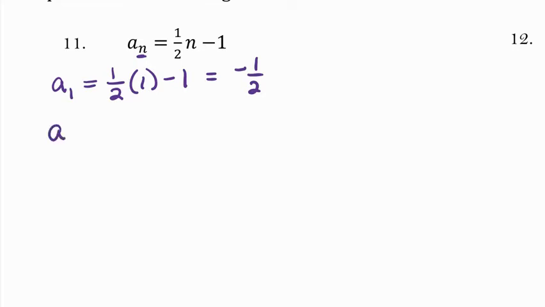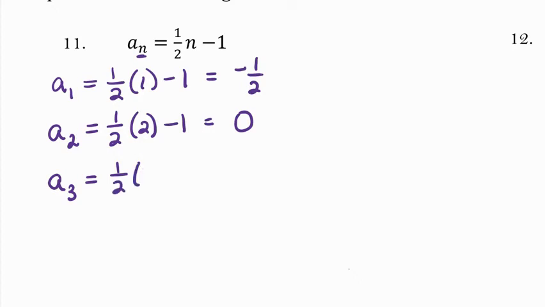Okay, then to get our second term, we do the same thing, except this time we plug in 2 for n. We use the same formula. So then 1/2 times 2, that's 1. 1 minus 1 is 0. And then we keep going. So a sub 3, that's 1/2 times 3 minus 1.